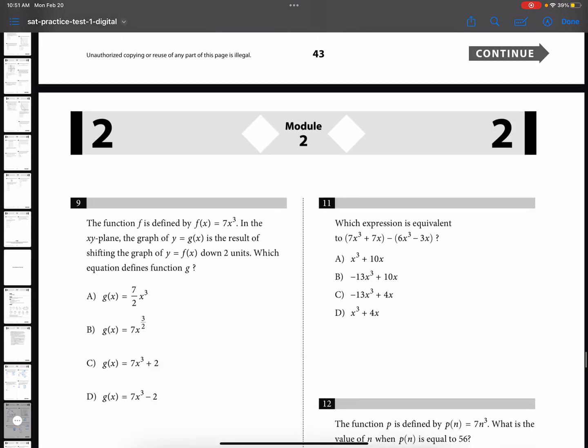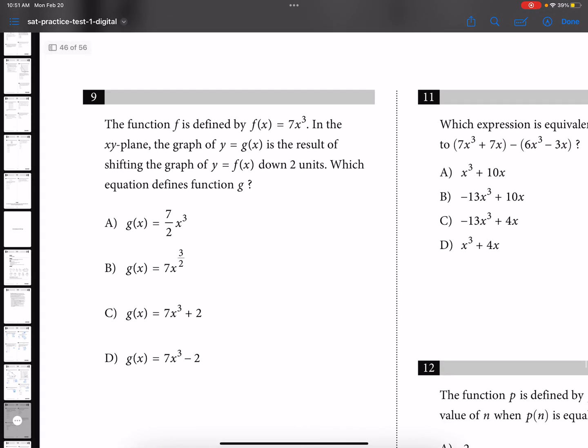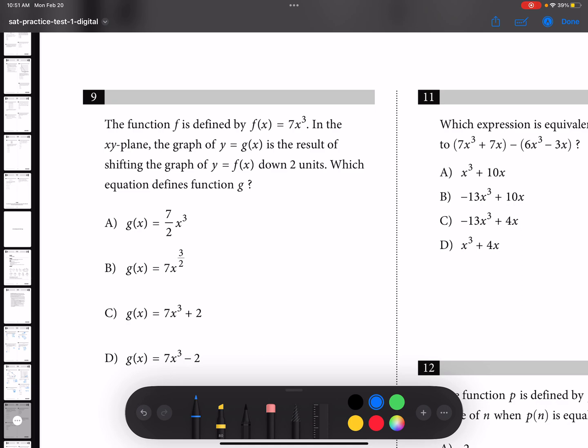All right, number 9. The function f is defined by f of x equals 7x cubed. So y is equal to g of x, y is equal to f of x down 2 units. So when it says down, it's negative. So that means that g of x is equal to 7x cubed, which is the original function, and translating down 2 units would be minus 2. So that means D would be our answer.